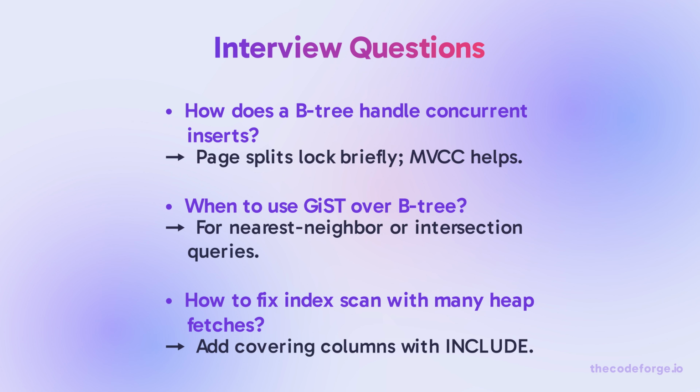Let's run through some common interview questions. How does a B-tree handle concurrent inserts? Page splits lock briefly. MVCC helps. When to use GiST over B-tree? For nearest neighbor or intersection queries. How to fix an index scan with many heap fetches? Add covering columns with INCLUDE.